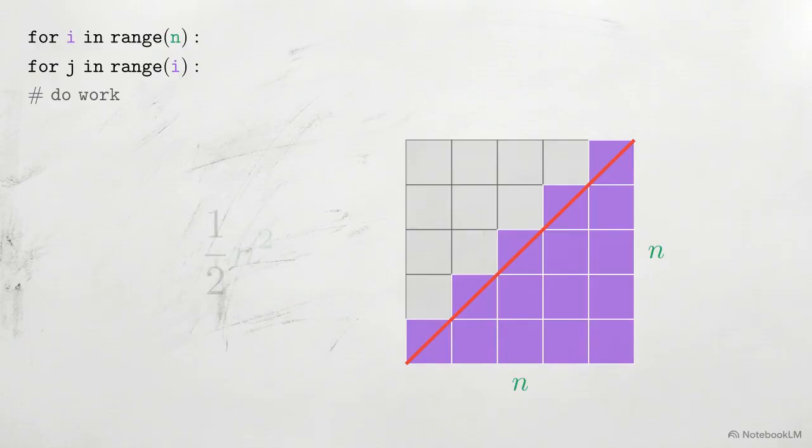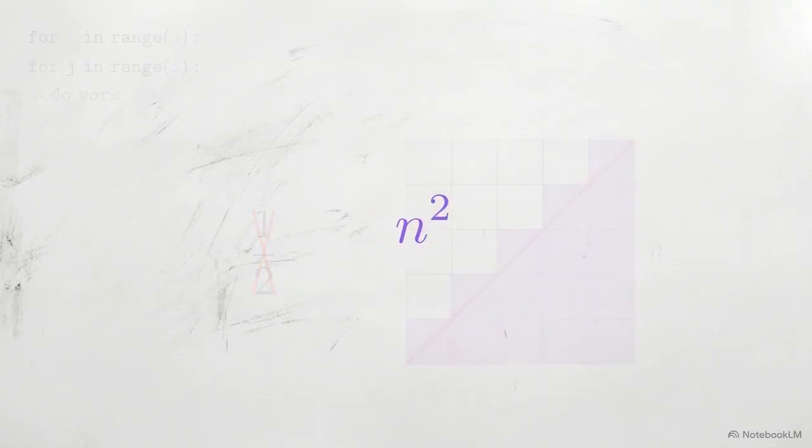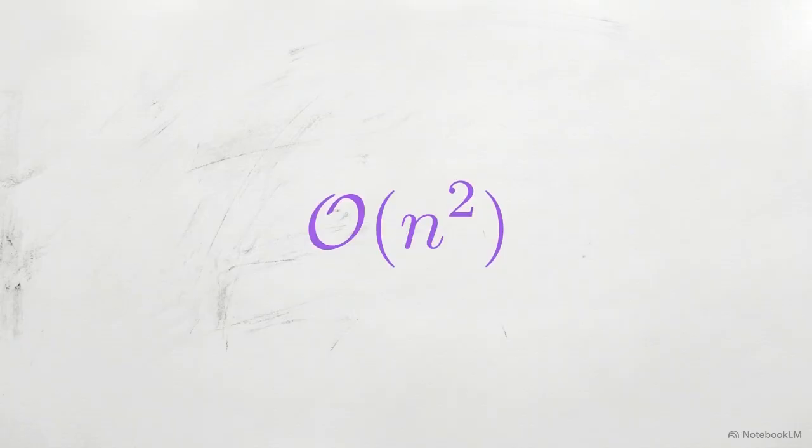Let's track the execution step by step. When the outer loop starts, the inner loop runs 1 time. On the next pass, it runs 2 times, then 3 times, and so on. As it advances, it builds a right triangle. Mathematically, this triangle represents exactly half of a perfect square grid. The total number of steps is 1/2 n squared.